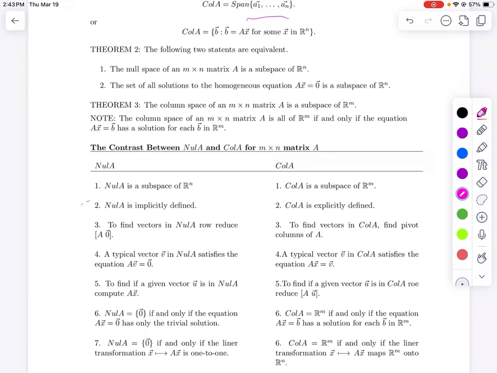A typical vector in Null A satisfies the equation Av = 0, whereas a typical vector in the column space of A satisfies the equation Ax = b. Number 5: to find if a given vector u is in Null A, we compute A times u, or Au. But to find if a given vector u is in the column space of A, row reduce A augmented with u.